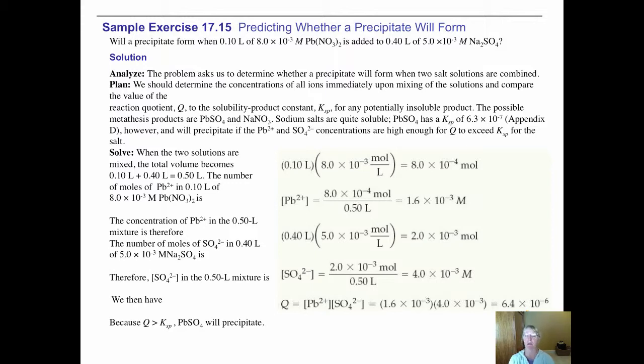So I simply substitute into my Q expression, which is the same as the Ksp expression, except I use the given values. I get 6.4 times 10 to the minus 6. The last step is easy. You compare your calculated Q to the Ksp. Our Q is greater than the Ksp, which is 6.3 times 10 to the negative 7. That means, yes, a precipitate would have formed.